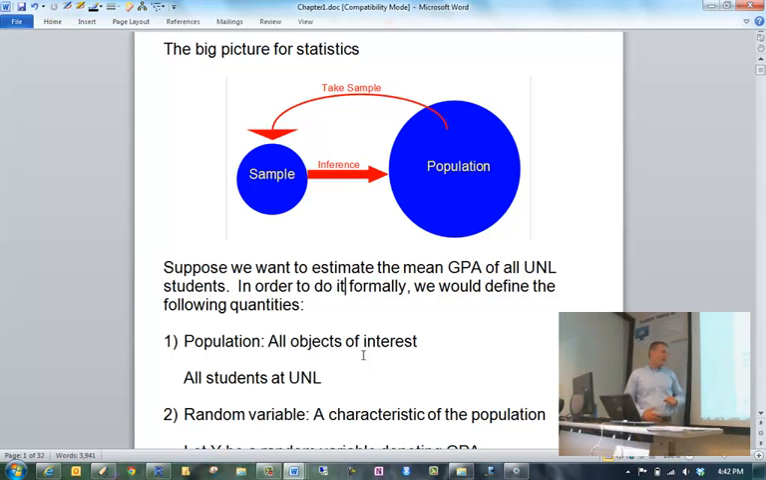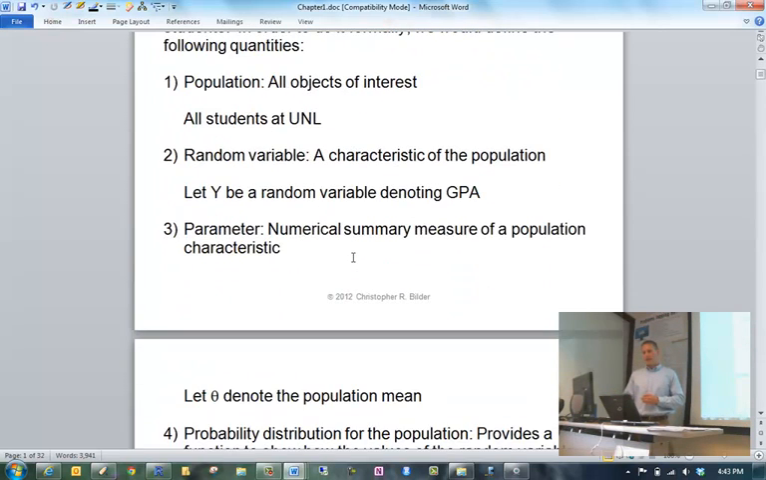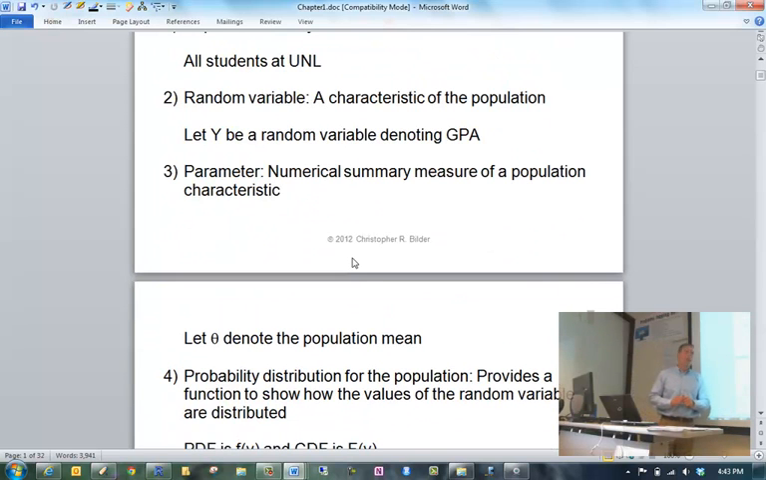We define a random variable. That's our characteristic of the population that's of interest to us, specifically the GPAs. So let's let Y be a random variable denoting our GPAs. And we're not necessarily interested in every single person's GPA. While we need that to do what we want to do, what we're actually interested in is a summary of all those GPAs, a numerical summary, a parameter. In other words, the mean GPA. So let's let theta be our population mean. We're interested in theta. We really want to know what theta is.